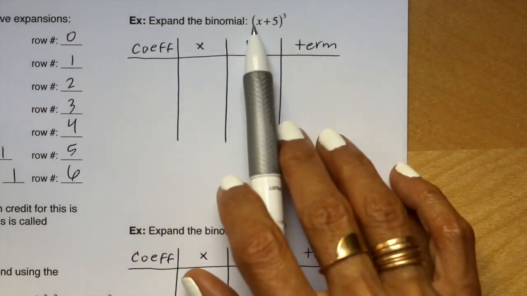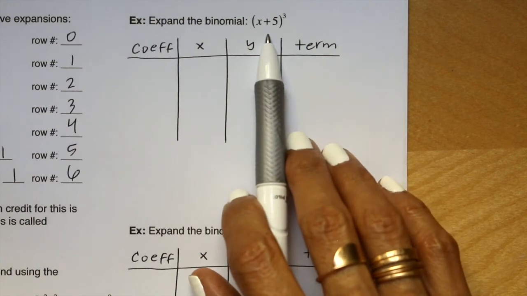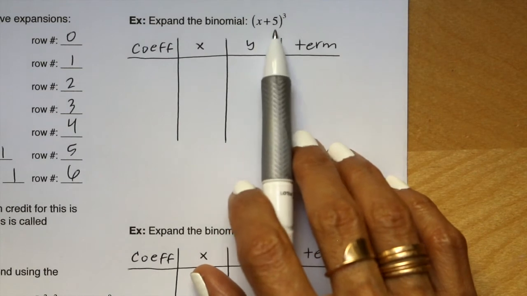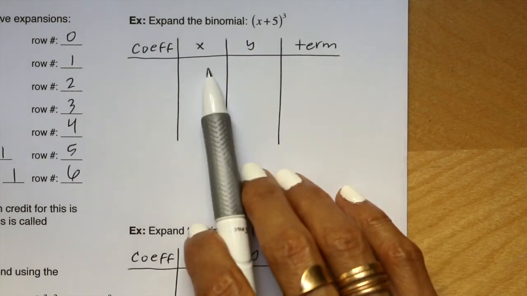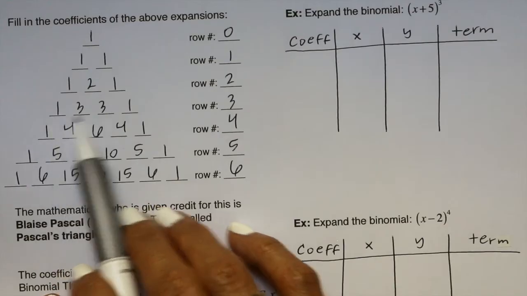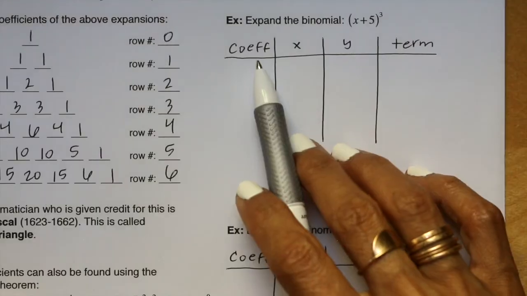For this example, we have x plus 5 to the third power. So this problem is different than the two previous problems because we don't have x plus y. Instead of a y, there's a 5 in place of it. So what we're going to do is we're going to use this chart. Because the binomial is being raised to the third power, we're using this row 1, 3, 3, 1 for the coefficients. So let's go ahead and fill those in.